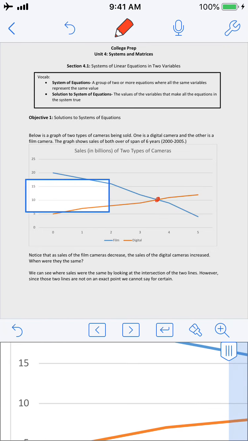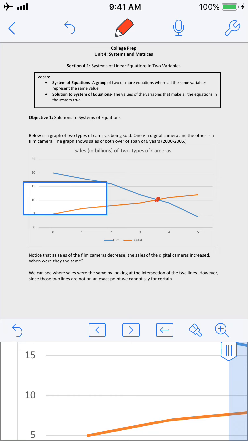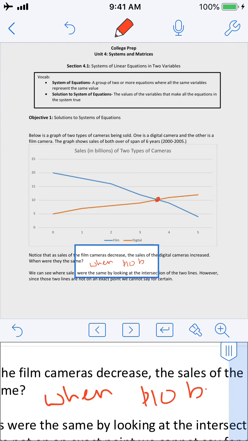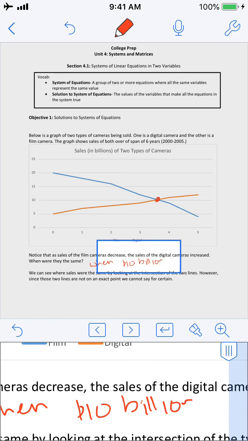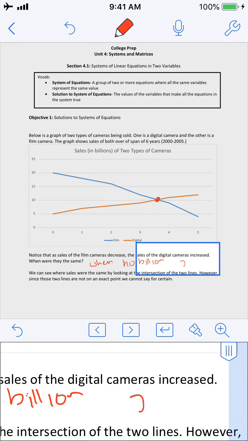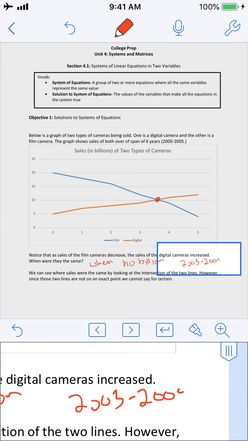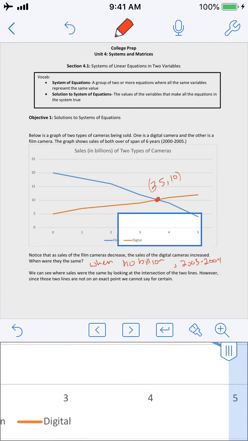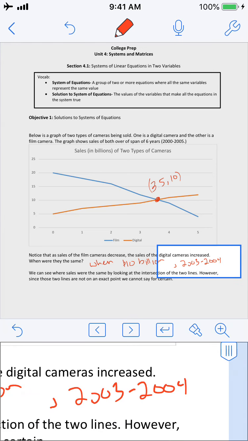Intuitively, we can say they were the same when they both sold $10 billion. Or we could say they were the same in 2003 to 2004. Right? How would we write the answer to this? We can see where they are the same. It's their intersection point. But what is that point? That point would be 3.5, comma 10, right? That's probably the most accurate. We can say both. They were the same in 2003 to 2004 when they both reached $10 billion.